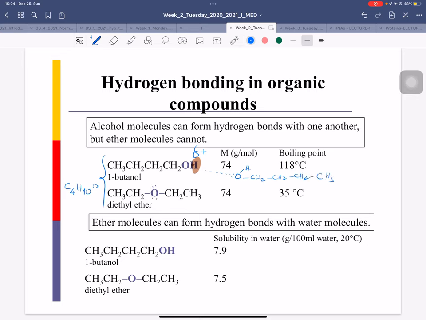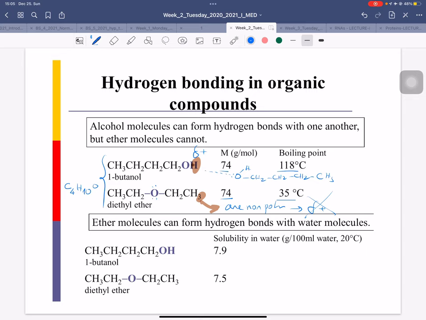But for the ether, these hydrogens are nonpolar and cannot make a partial positive charge. Then usually there is no hydrogen bond, or a very, very weak hydrogen bond compared to the alcohol. As you see, both have the same molecular mass, but the boiling point of 1-butanol is much higher than diethyl ether.